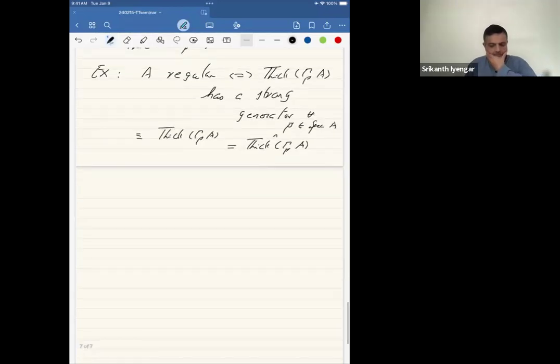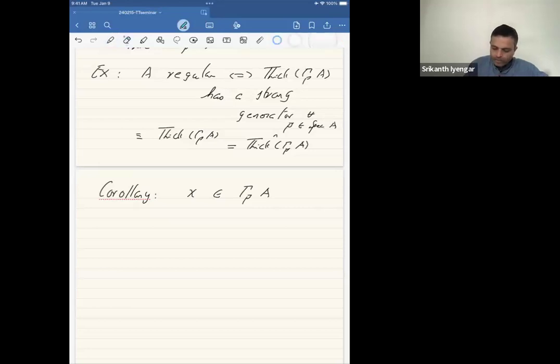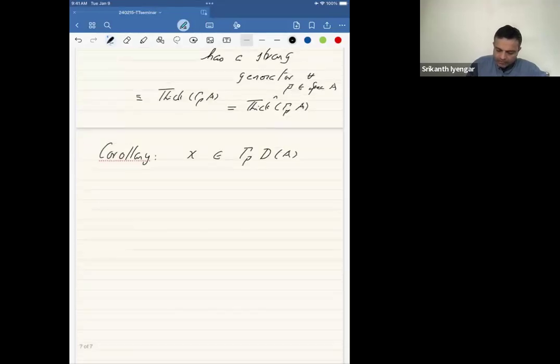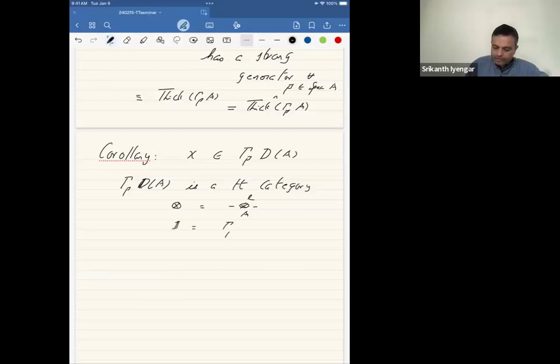Here's a consequence that will come back later. So there's an application, maybe it's a corollary. If you take something in the P-local stratum of D of A, then of course, this is itself a compactly generated triangulated category in its own right. In fact, it's a tensor triangulated category. And the tensor product is the usual tensor product, and the unit object here is Gamma_P A. So just keep this in mind.